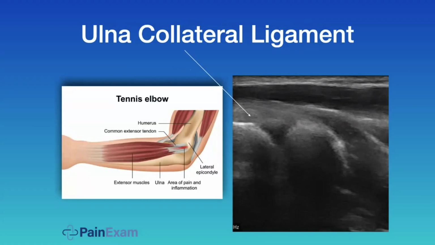The ulnar collateral ligament is noted here. And this can be injected with local anesthetic or steroid or PRP. The ultrasound would be placed as such. And you can notice the two different joints, the humerus and the ulnar bone. And the space between is the joint.